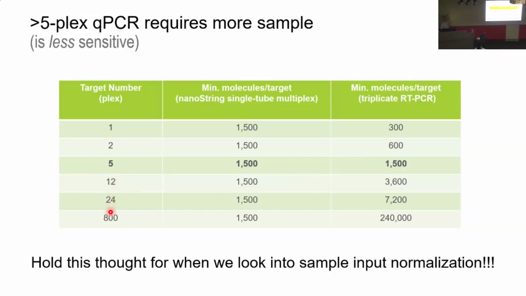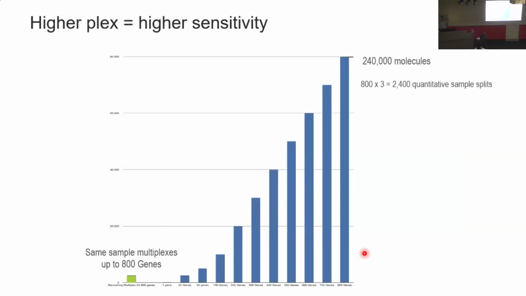And as you go up in plex, you don't have to add any more sample with nanoString, but you have to keep adding a lot of sample and splitting it all those different ways to run PCR. And if you want to look at what that looks like as a graph, this is the nanoString input amount staying consistent, 1,500 molecules. And this is as your plex goes up, it gets ridiculous. Does that make sense?